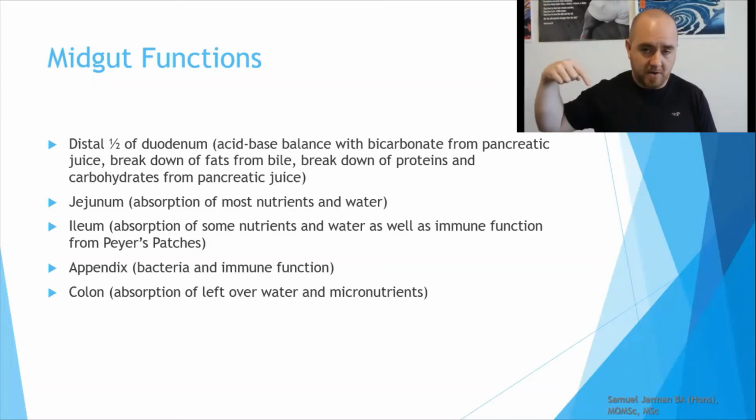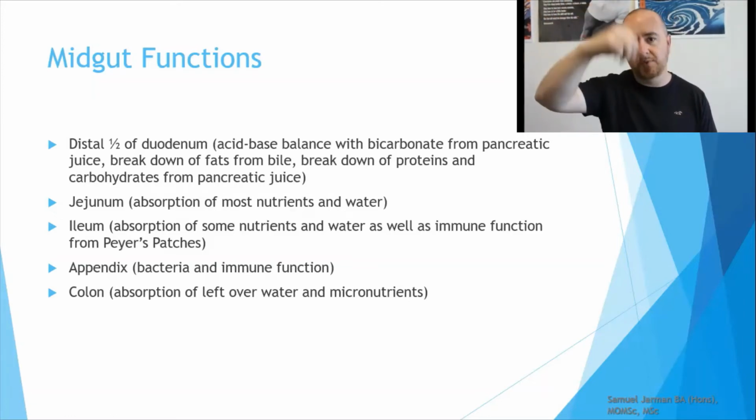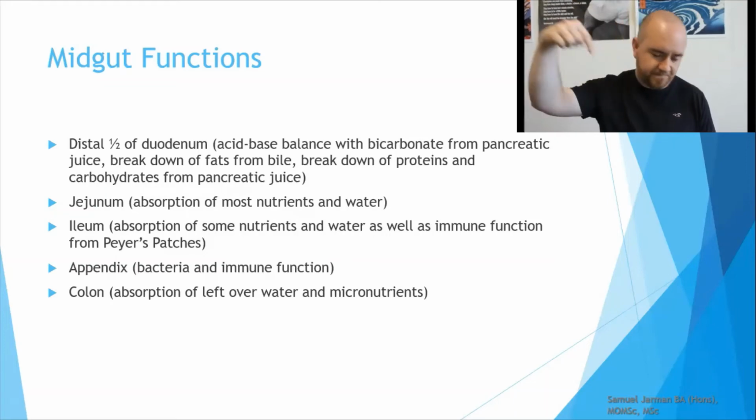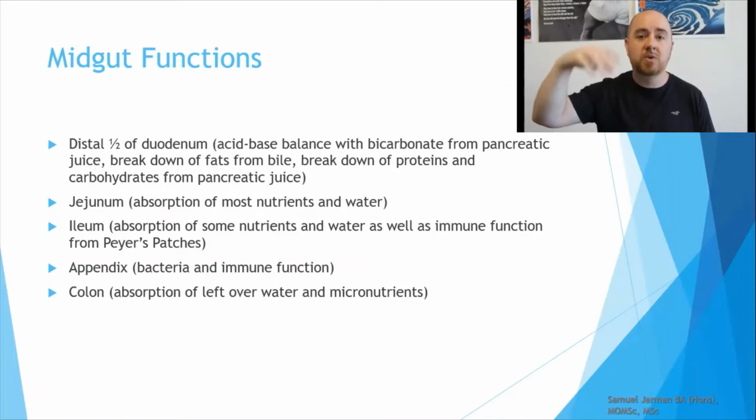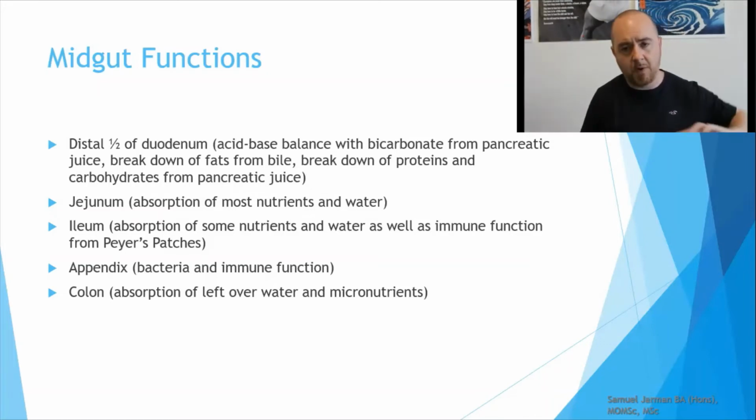The bile coming from the liver to the gallbladder through the common bile duct into the major duodenal papilla, which is kind of your halfway mark, is going to help break down fats. From pancreatic juice, you're going to have a breakdown of proteins and carbohydrates as well. Once you get to the jejunum, you're looking at the vast majority of absorption of nutrients and water. It's not that it doesn't happen in the other locations. It's just that most of it is going to happen in the jejunum, superficially speaking.